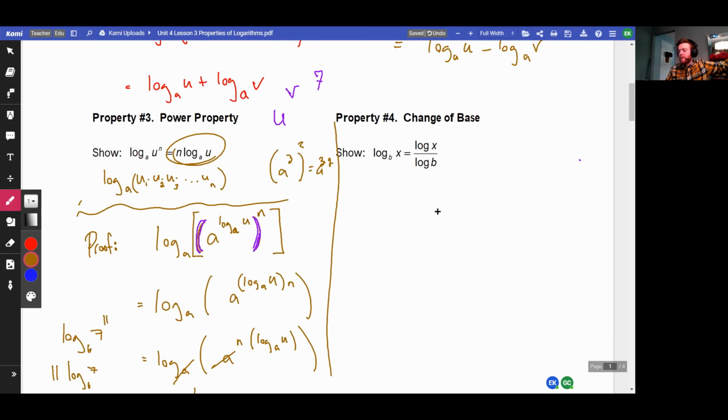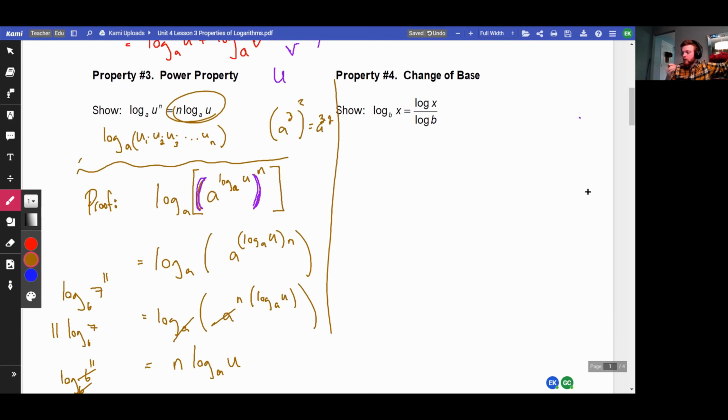All right, we got one last property for you. We actually have 6 more properties after this one next time, but this is the last one that's going to take us through the beginning of our understanding of logs. Logs are exponents in reverse, and we got some properties we want to prove. Okay, so this is called the change of base property.